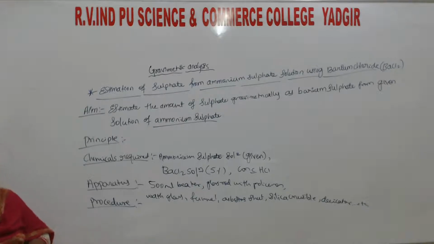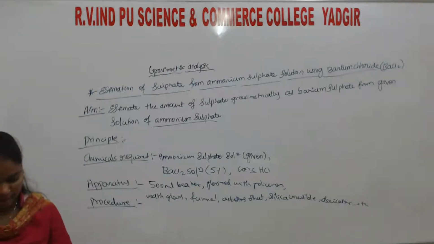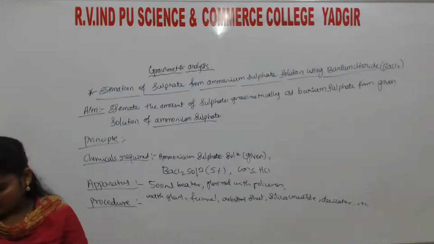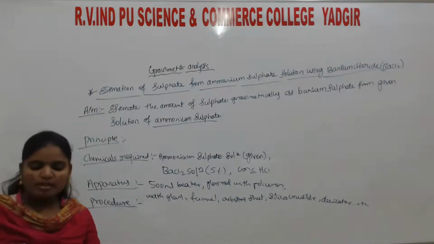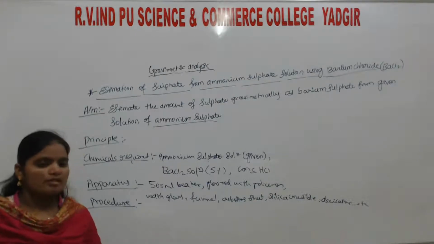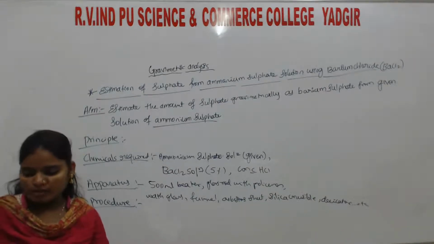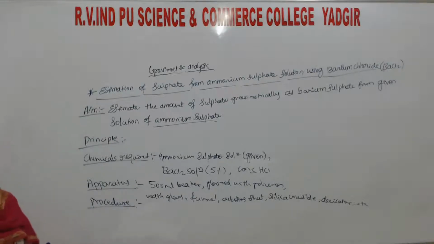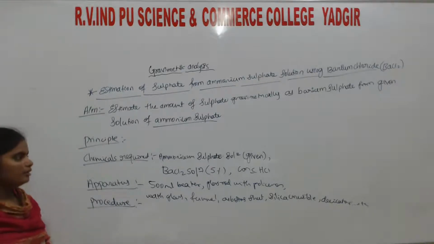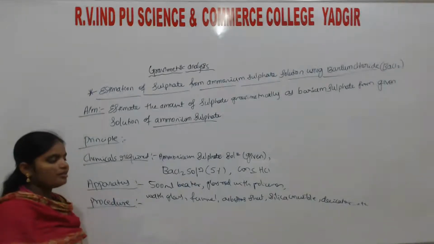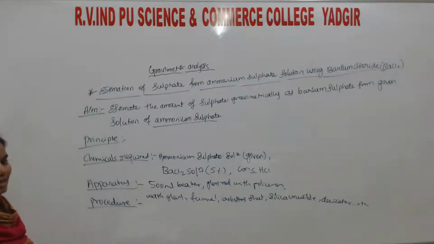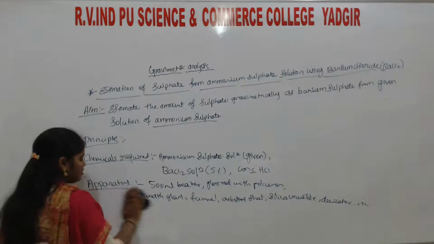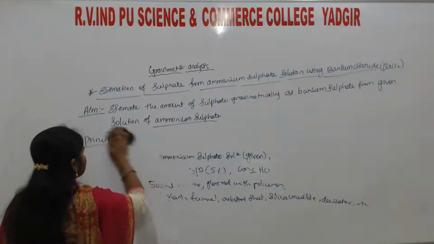In the procedure, dilute your given solution. Your unknown solution is given, that is, ammonium sulfate solution. The given solution is to be diluted. Here the unknown solution is given in a 250 ml standard volumetric flask.